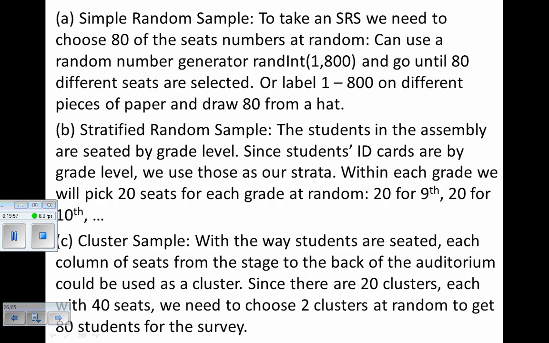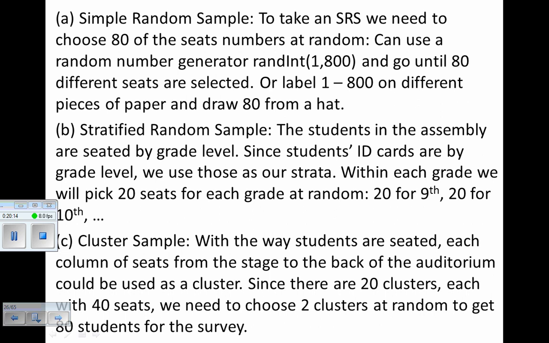So here, if you wanted to take a simple random sample, then you just would choose 80 seats out of all the numbers. So you could choose a random number generator, or you could drop paper from a hat of all the numbers. You could use the random digits.